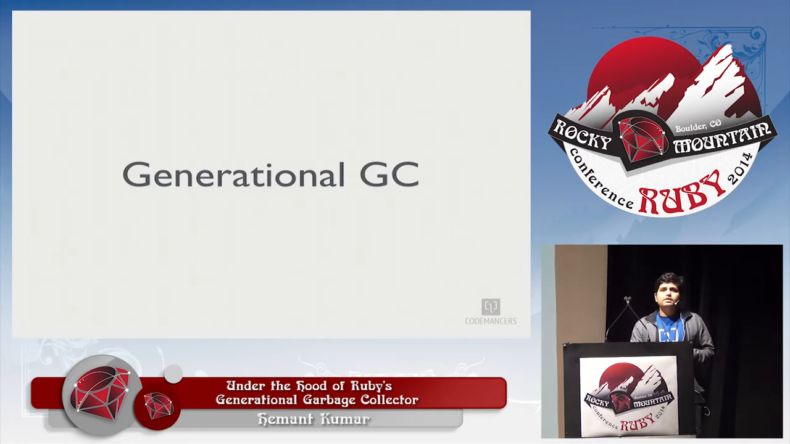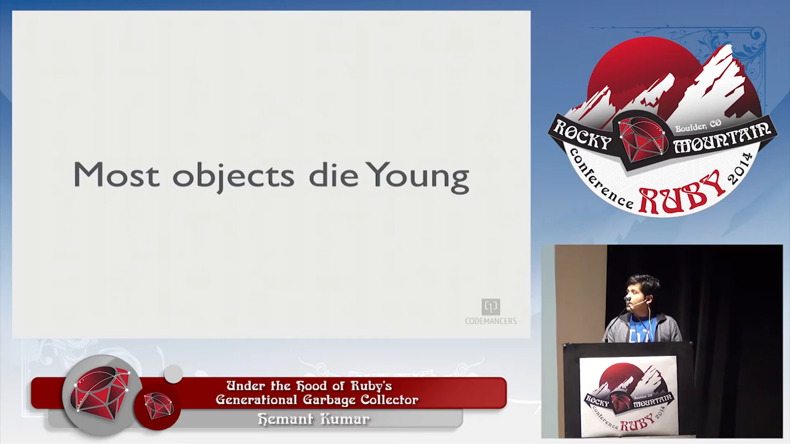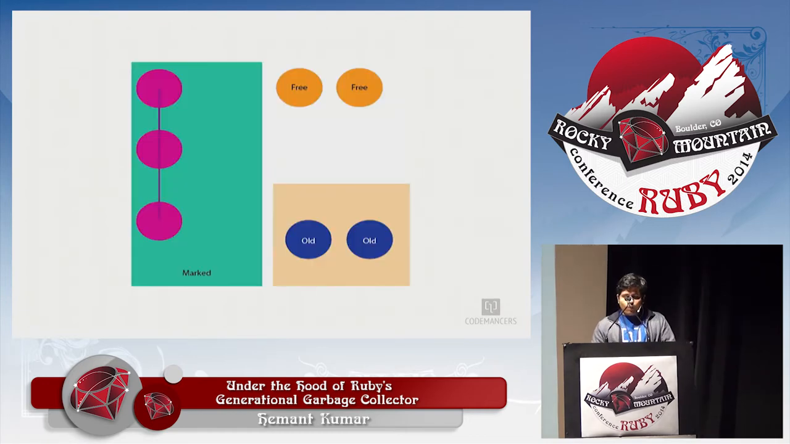The insight that generational GC has is that most objects die young. They barely survive one or two garbage collections, actually. So what Ruby does is, these blue guys here, if they survive a predefined number of garbage collections, they are moved to this generation called old generation. And whenever more memory is required, first a minor GC is performed, and these old generation objects are not touched at all. So as you can imagine, garbage collection is a lot faster.